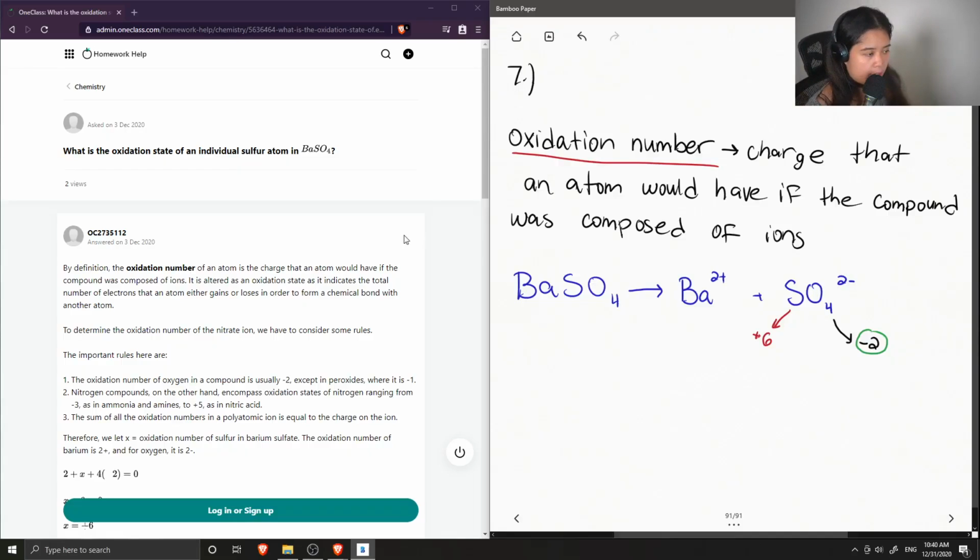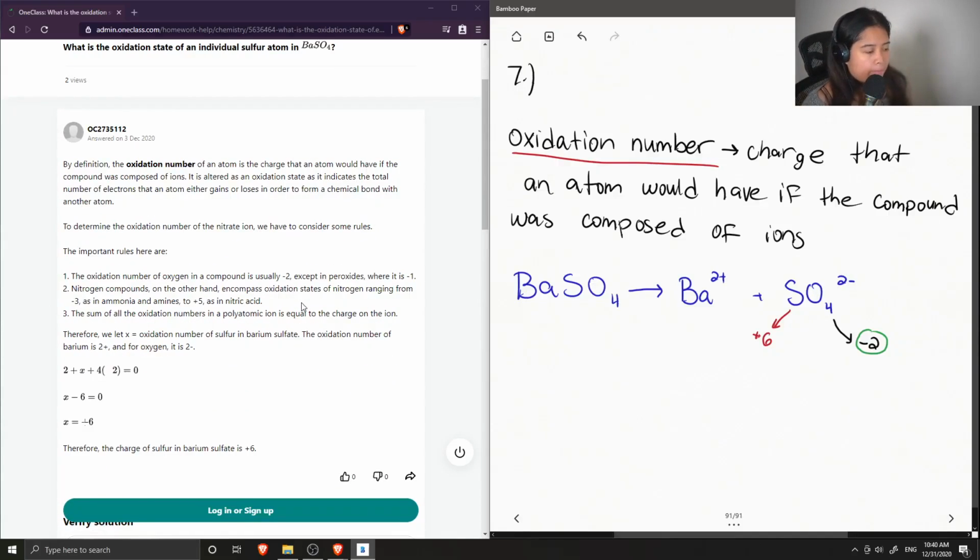Okay, so let's see what the junior tutor said. By definition, the oxidation number of an atom is the charge that an atom would have if the compound was composed of ions. It is also called an oxidation state as it indicates the total number of electrons that an atom either gains or loses in order to form a chemical bond with another atom.